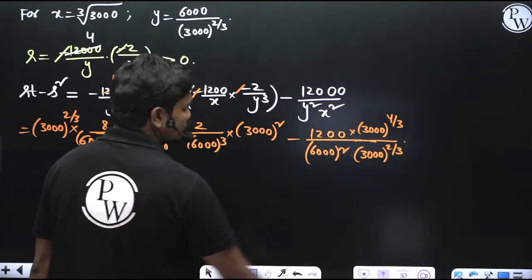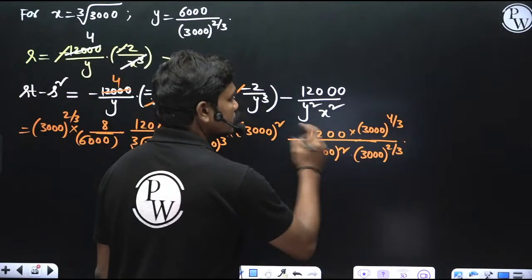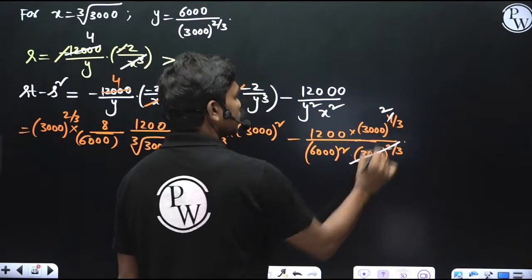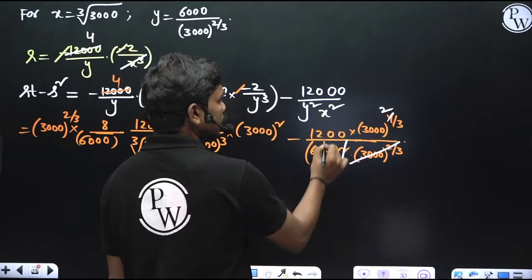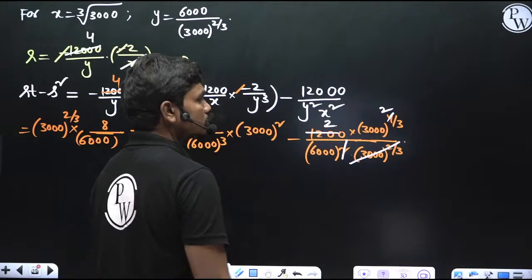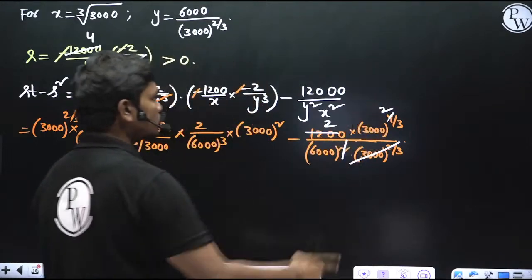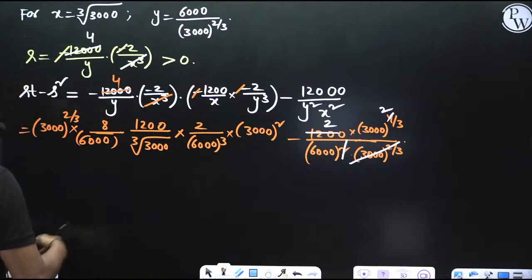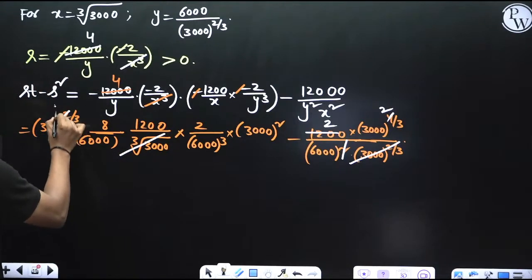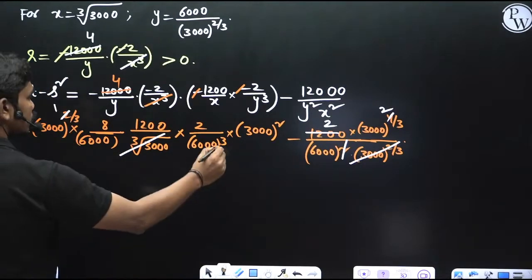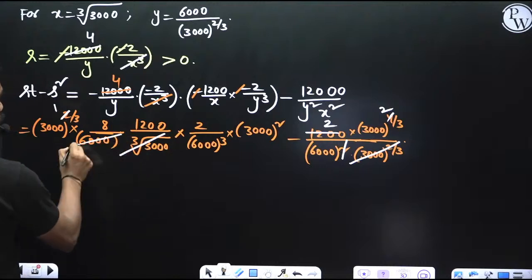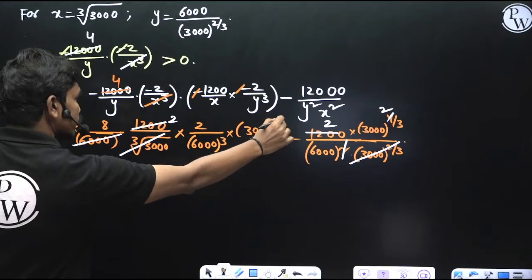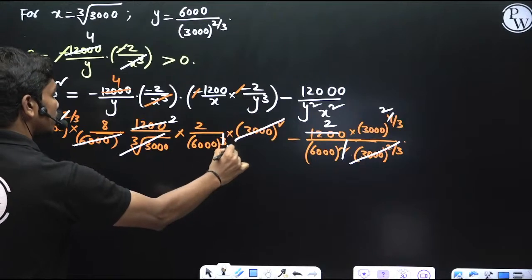If you try to simplify this, first of all, this value becomes 4 by 2 minus 2 by 3, so this becomes a 2, of course. This square cancels this 2 times. So 2 into 3000 whole power 2 by 3 by 6000. Similarly, coming to here, this 1 by 3 will cancel this 1 by 3. Then this 6000 will cancel this twice. Then this 3000 square will cancel this and we'll have a 4 here.